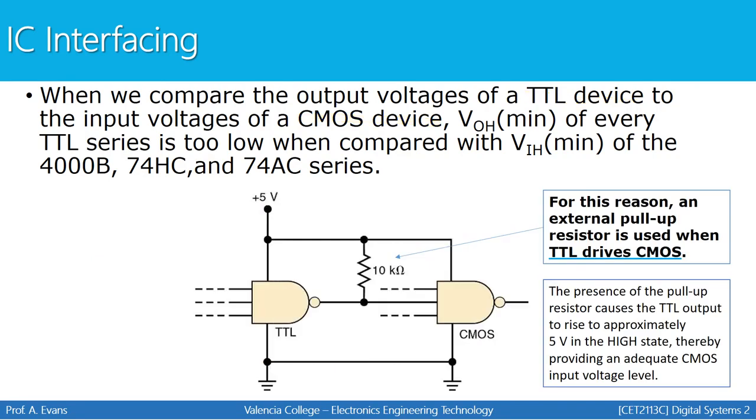Here's an example of what an interface might look like. And this is an extremely simple example. But sometimes a pull-up resistor is used when a TTL device is driving a CMOS device. Here's what it would look like. Here's your TTL NAND gate. Here's your CMOS NAND gate. Normally the output would just be connected to an input, but in this case we add a pull-up resistor right here. And the presence of the pull-up resistor causes the TTL output to rise to approximately 5 volts in the high state, thereby providing an adequate CMOS input voltage level.